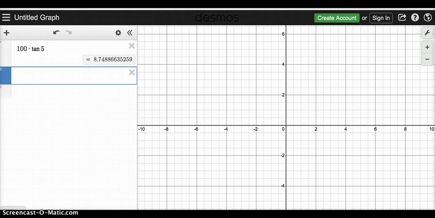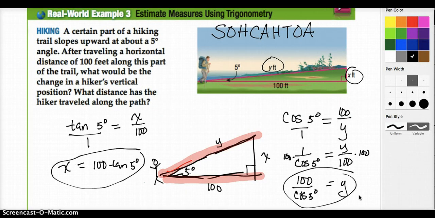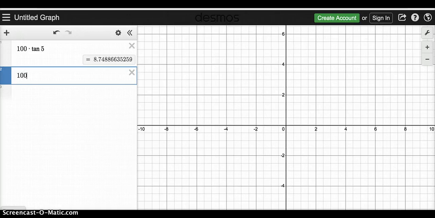So the other one was, let's go back. The other one was 100 divided by cosine of 5, and so we'll go and take care of that as well. So 100 divided by cosine of 5, and we have 100.38. So these are my two answers. The height, the vertical displacement is 8.75, and actually the hypotenuse there would be 100.4, 100.38.